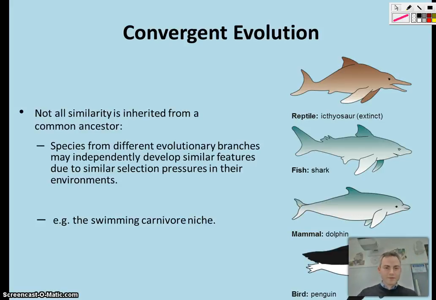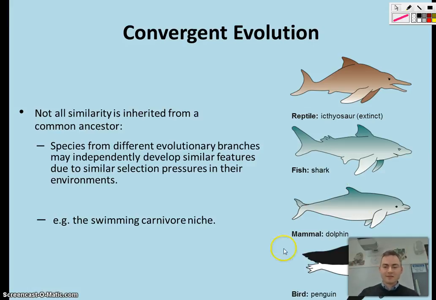And then the opposite of that is convergent evolution. In convergent evolution, the classic example here is thinking about different swimming organisms. These organisms all have similar features to one another. So the opposite of divergent, now they've got similar features to one another. However, they have all evolved separately.